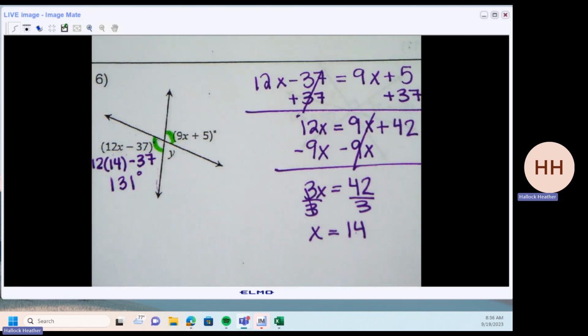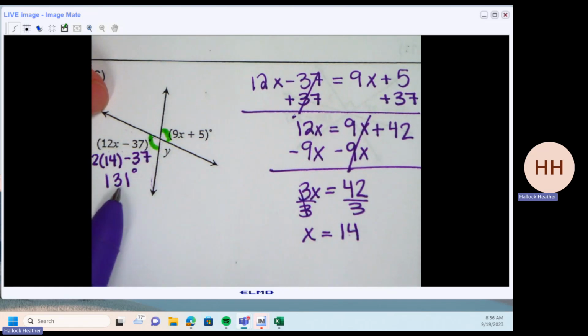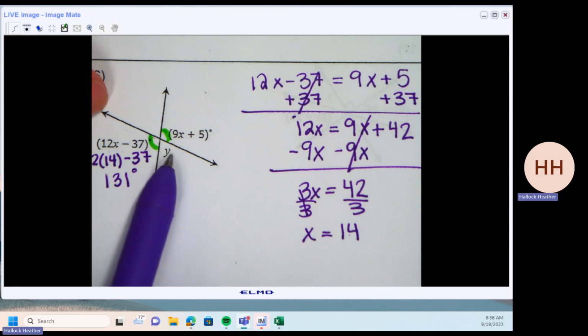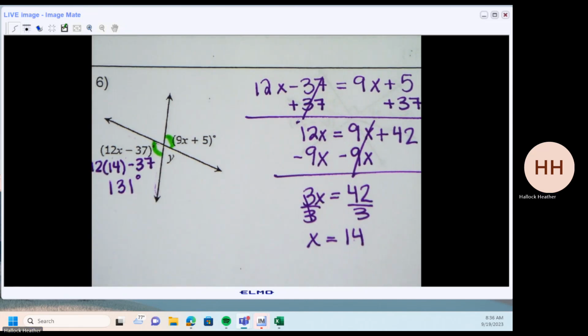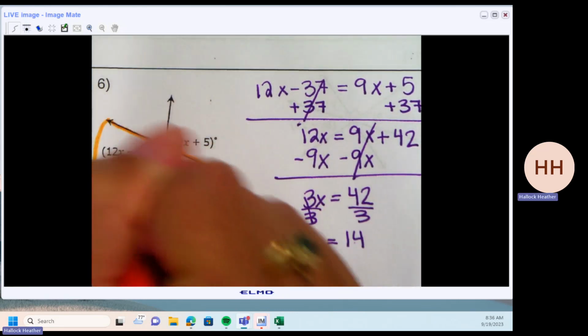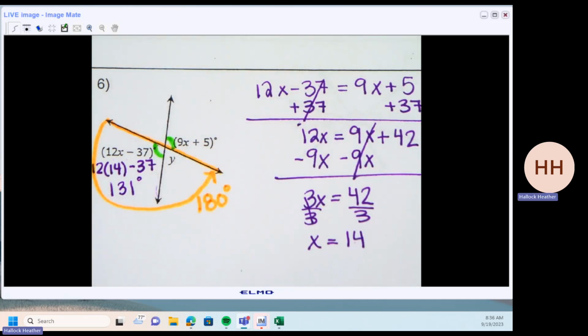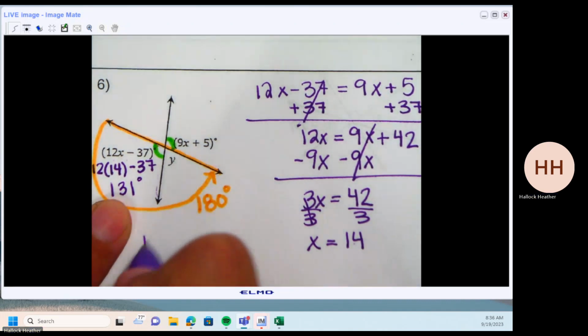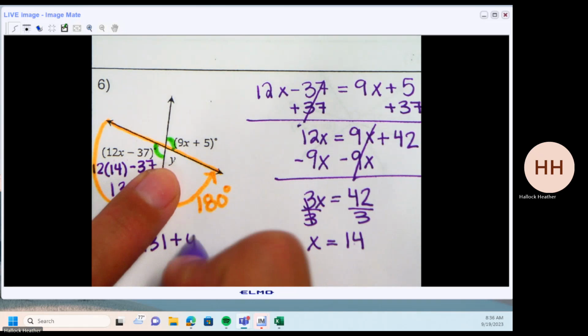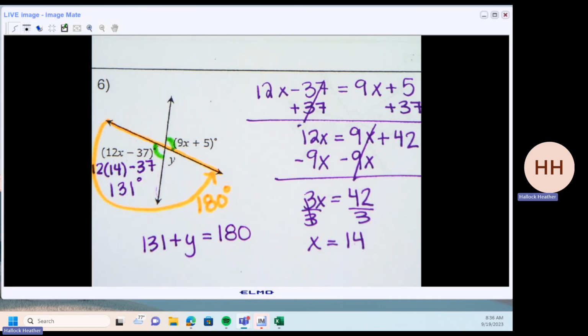So anytime you get an answer, you want to plug it back in your picture. It's going to help you find y. So if I know this obtuse angle is 131, what could I do to find y? Yes, because I know that this makes a straight line, which means supplementary. In total, this should make 180 degrees. So I'm going to take 131 and add it to y, and I'm going to set it equal to 180 degrees, because I know together the obtuse angle and the acute angle should make a straight line, which is 180. Now I'm going to subtract 131 from both sides.